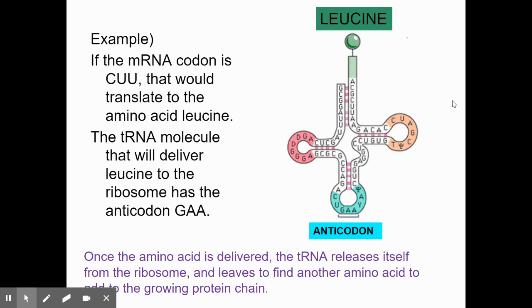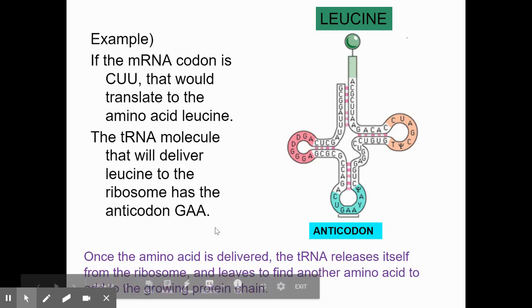So here's just a little closer up look. Here's our T-shaped tRNA. Here's leucine. That's the amino acid that it's going to be transferring. So here, if the mRNA codon tells us CUU, that would translate to the amino acid leucine. So our tRNA molecule is going to be complementary to that. And so it's going to carry or transfer over leucine to the ribosome at the mRNA. And it's going to know where it goes because it has the complementary anticodon, GAA.